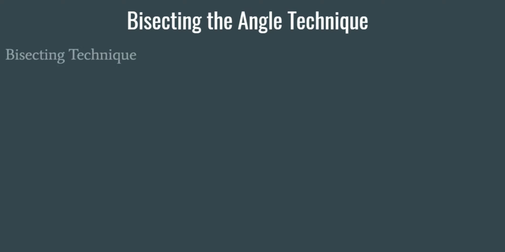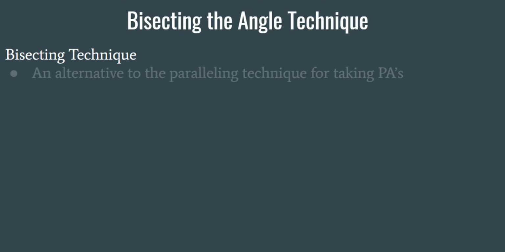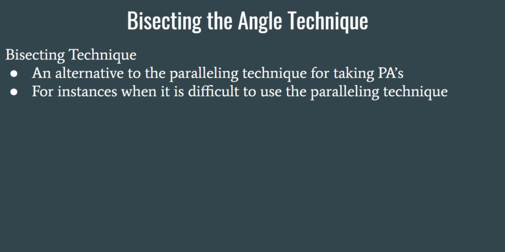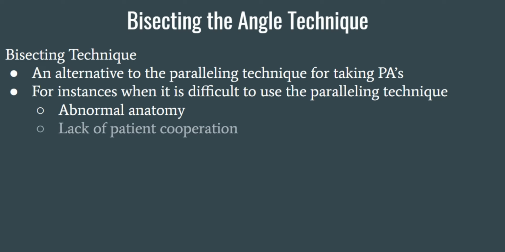As I mentioned, the bisecting technique is just an alternative to the paralleling technique when you're taking PAs. It's good to use when it's difficult to use the paralleling technique. These situations may be when the patient has abnormal anatomy, or the patient isn't cooperating and won't close their mouth fully around the film holding device used with the paralleling technique.